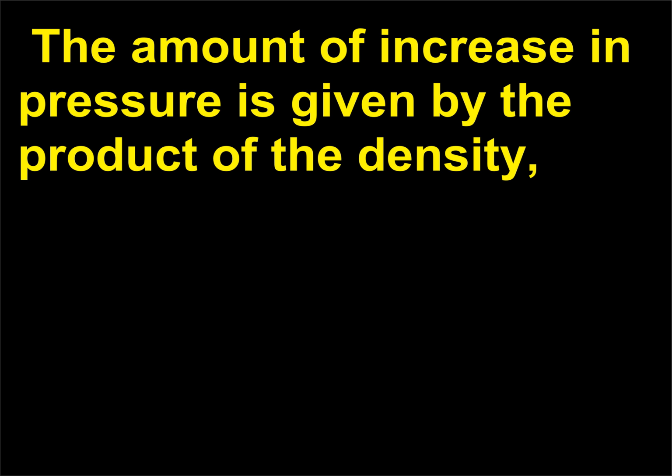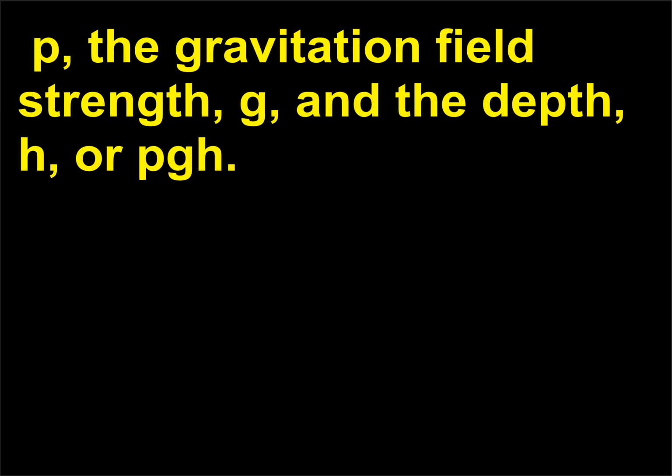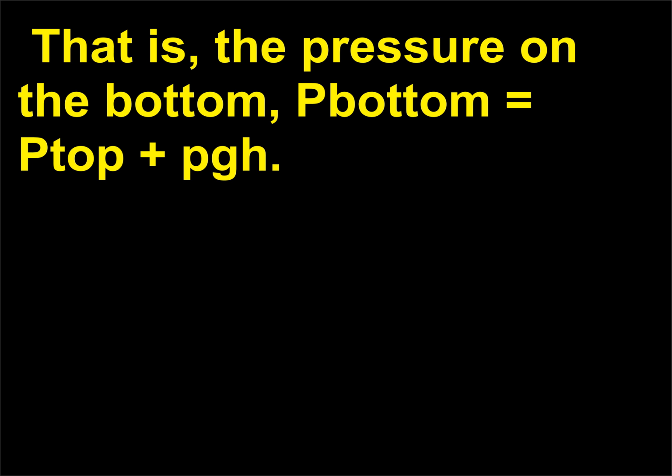The amount of increase in pressure is given by the product of the density ρ, the gravitational field strength g, and the depth h, or ρgh. That is, the pressure on the bottom, P bottom, equals P top plus ρgh.